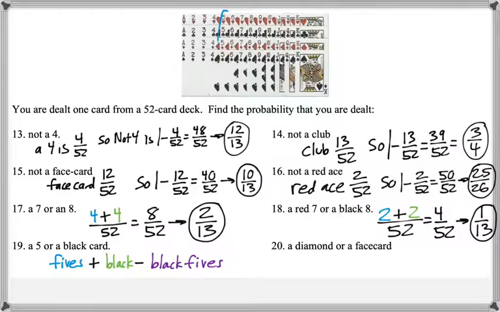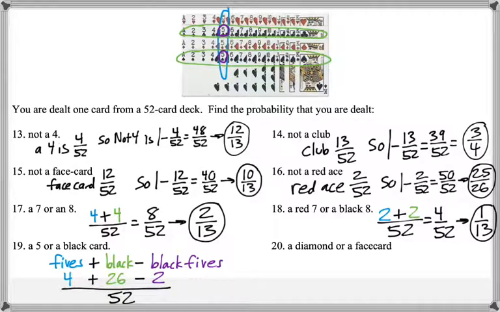So these are the 5s, these are the black cards, and these are the 2 cards that are in the overlap.